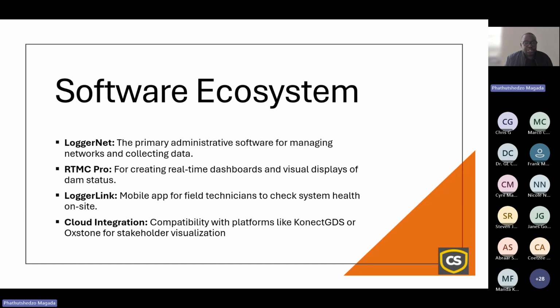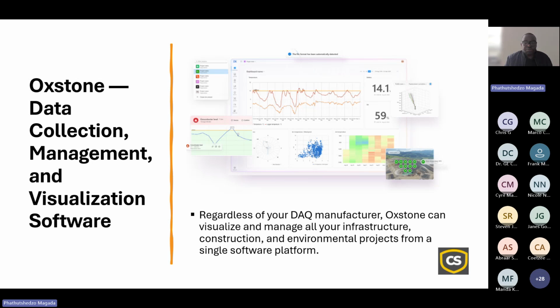Our Campbell Scientific cloud integration is compatible with platforms such as Oxstone for stakeholder visualization. Oxstone is a modern cloud-based monitoring platform designed for infrastructure, construction, mining, and environmental projects. Regardless of the data acquisition manufacturer, Oxstone is able to be integrated and ensure that your data is visualized and managed for all your infrastructure, construction, and environmental projects from a single platform.